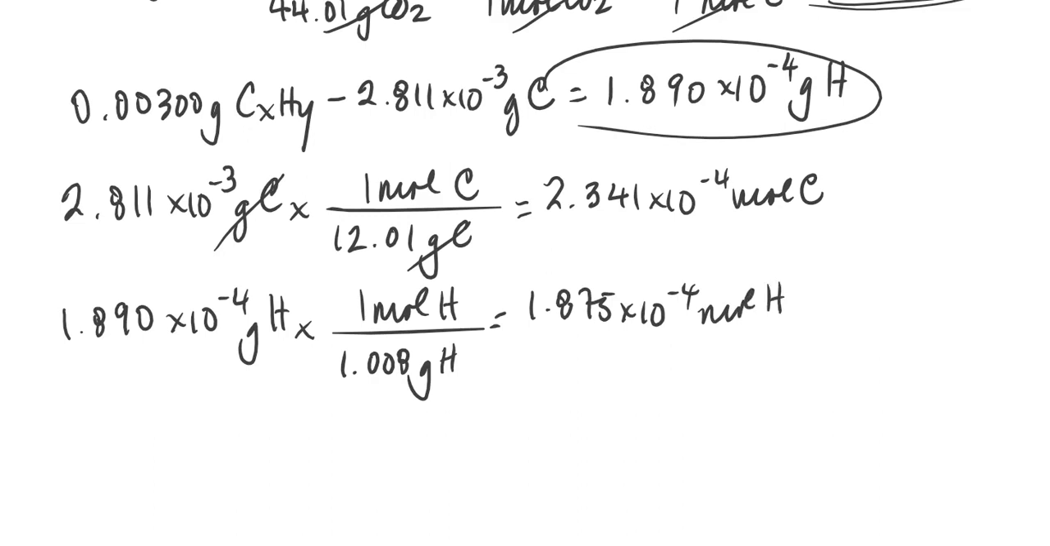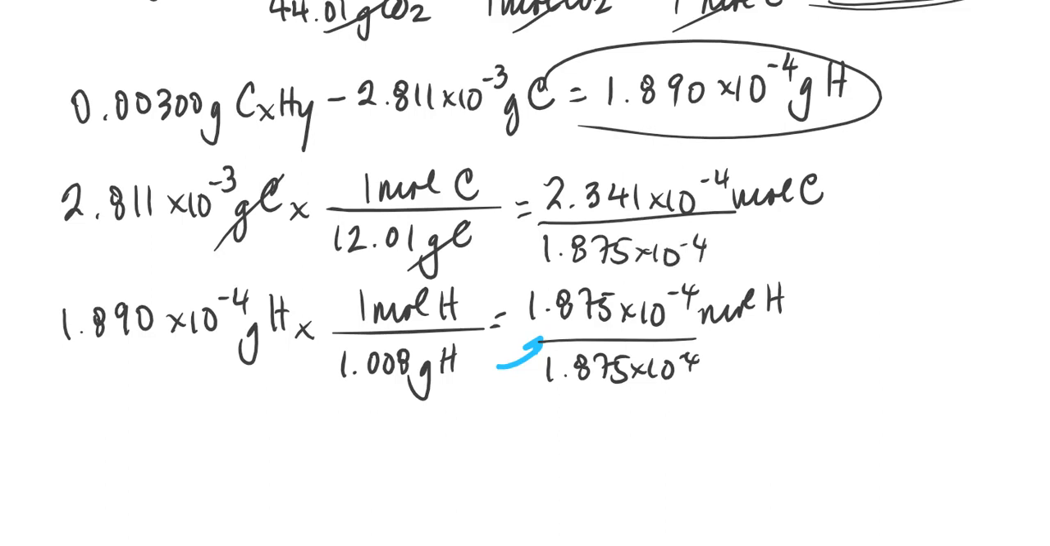So if I go and divide by the smallest answer that I got, so basically in this particular case, the smaller of the two answers would be the 1.875 times 10 to the negative fourth, I can divide that out. And I'm going to get 1.25 to 1 as the ratio.